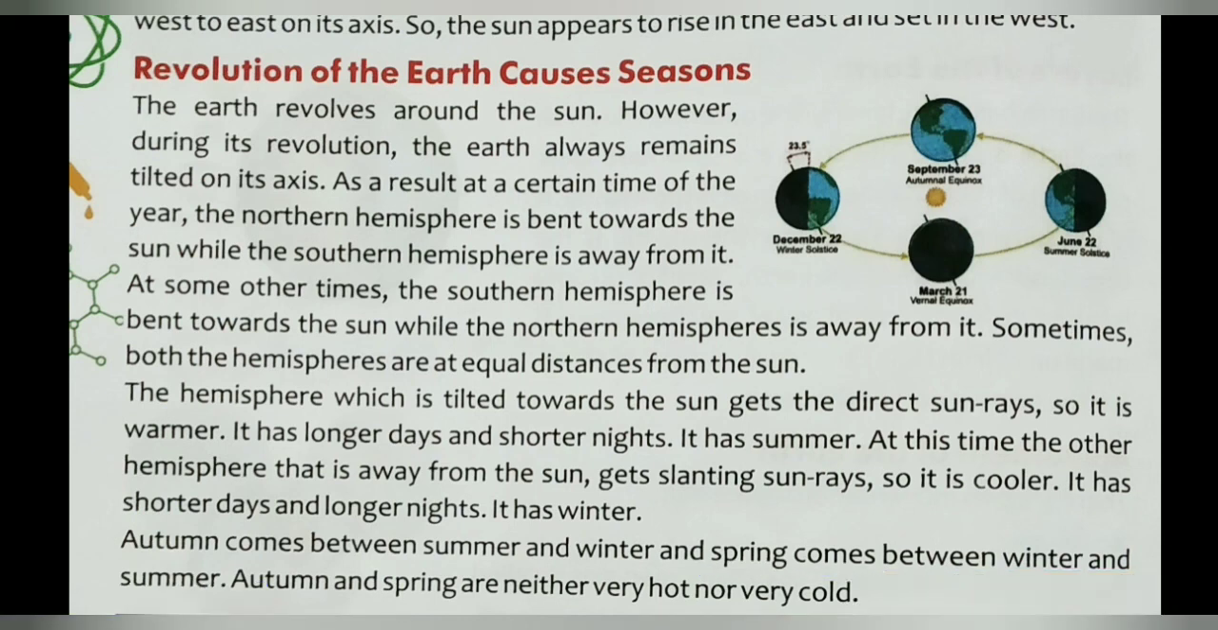So bachcho, in this chapter we learned so many things, like how the universe was formed and how the earth was born, and about all the planets. We also learned the cause of day and night, the cause of seasons, and what rotation and revolution of the earth are. These are the two types of movement of the earth, rotation and revolution. So finally we have completed our chapter here.